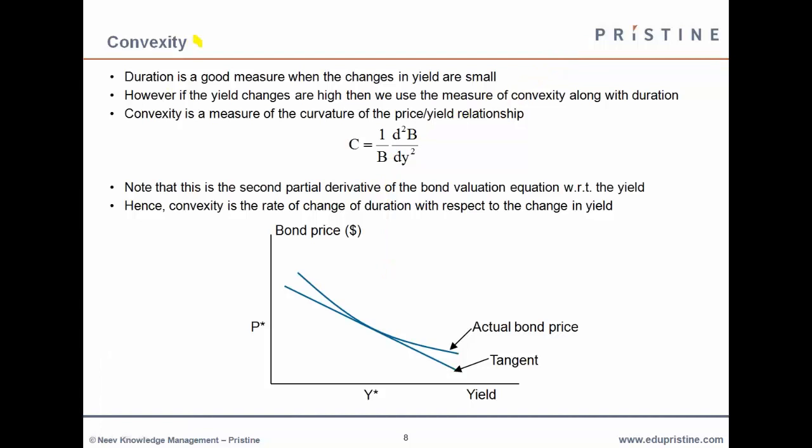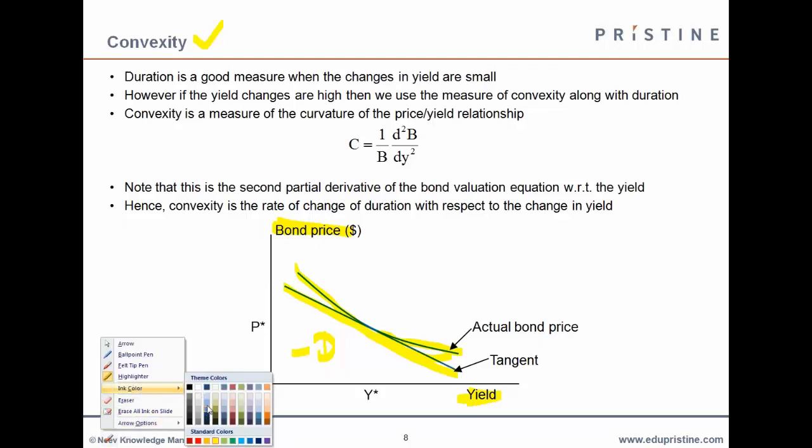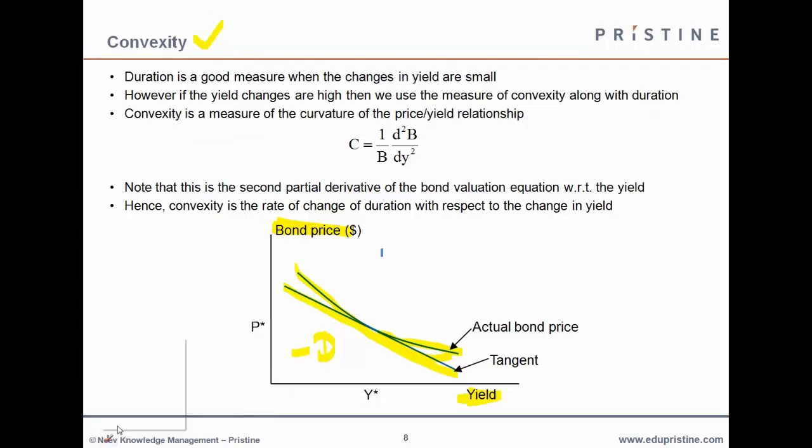Okay, so let's talk about the other part, which is called convexity. I have drawn a nice tangent and I call this slope duration, a negative duration. But in the real world, as I said, there is a curvature. There is a curvature in the price-yield relationship because we all know that the price-yield relationship is formed by discounting the cash flows. We discount the cash flows to get the price. The price is equal to C over 1 plus yield, C over 1 plus yield squared, and so on.